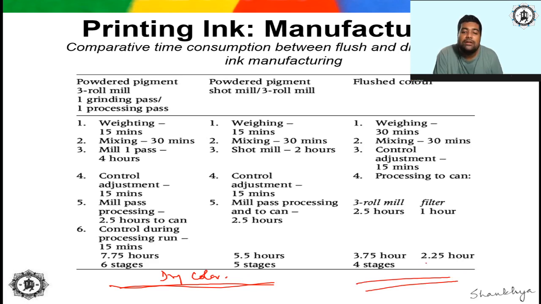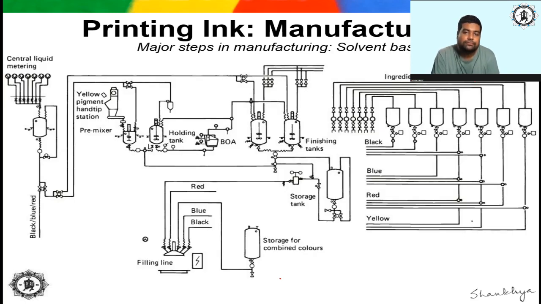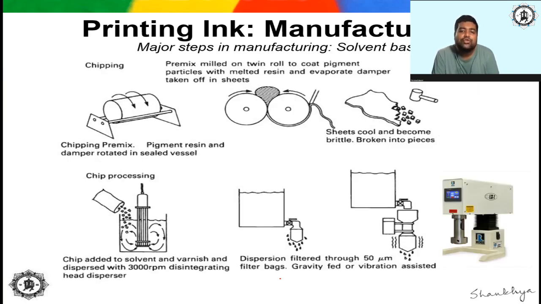So which is lower? As I told you, naturally the time taken for the flush pigment to complete the production will be lower than that obtained through the dry color route. This is a major advantage. Manufacturing time is much lower for flush pigments. Okay, now next is the solvent based ink.